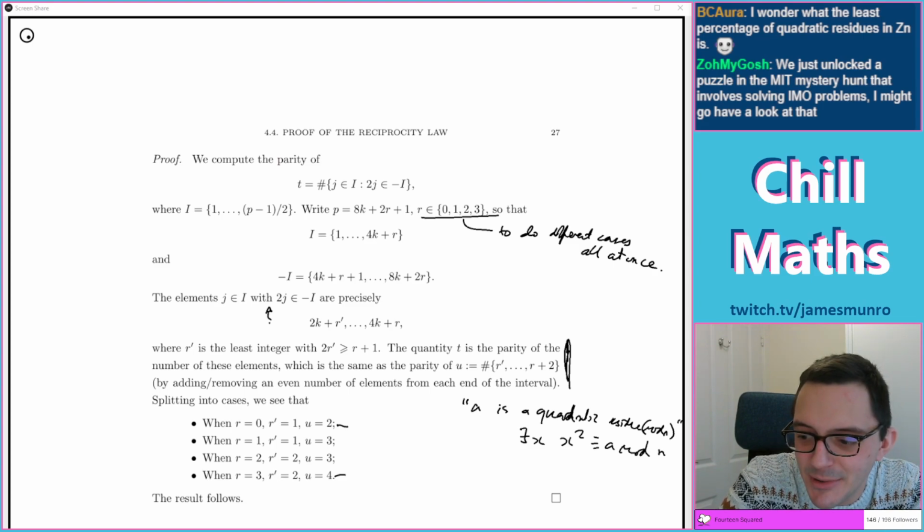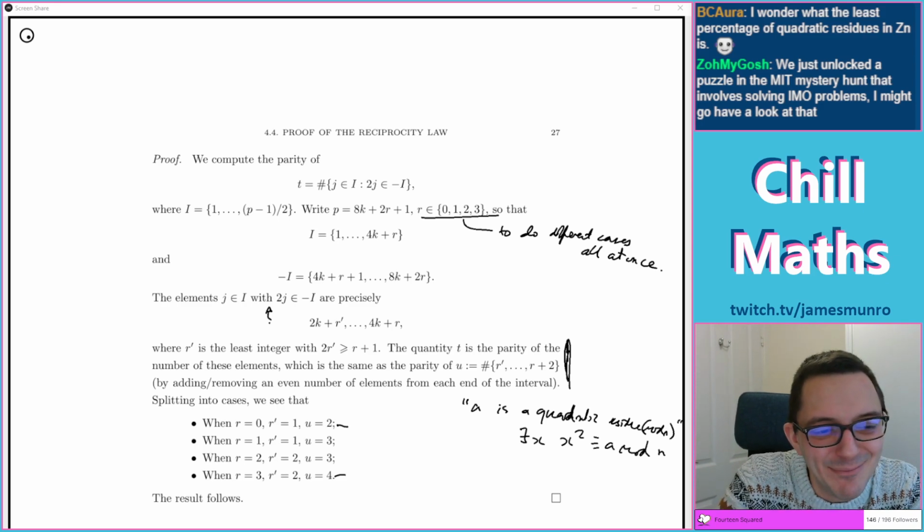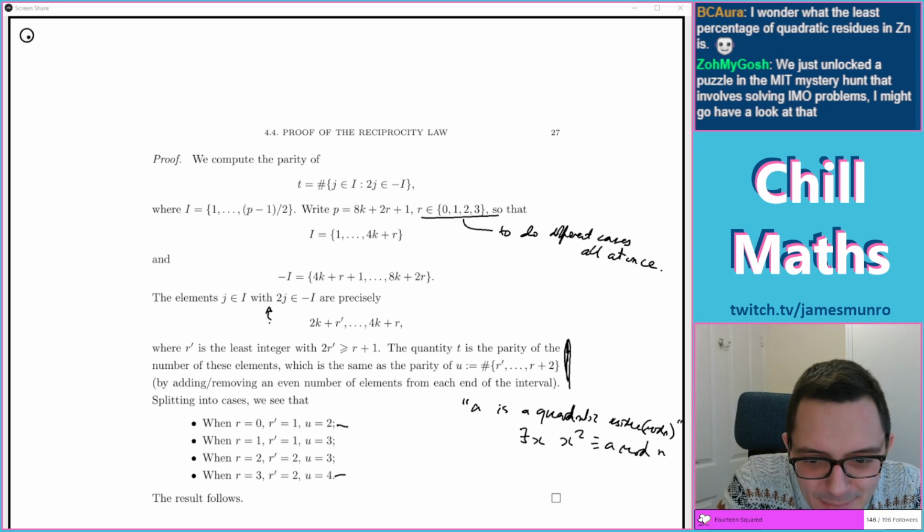Ooh. The MIT Mystery Hunt now wants you to solve an IMO problem. Cool. Have fun. Yep, there's a counting argument, and I am not awake enough to do the counting properly, I think.